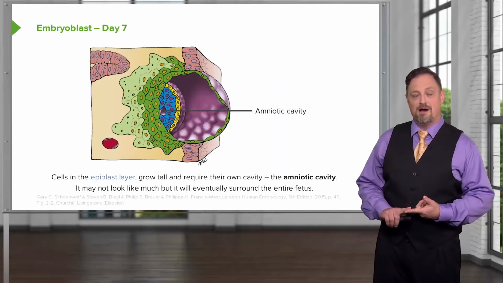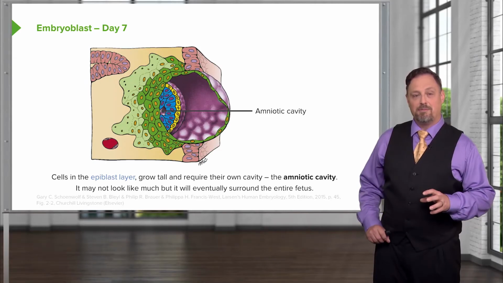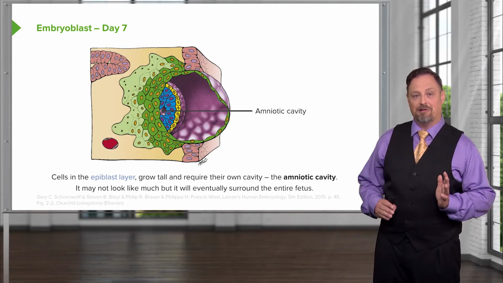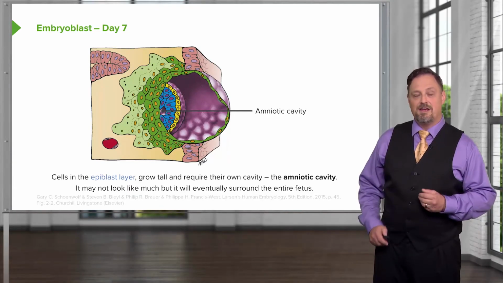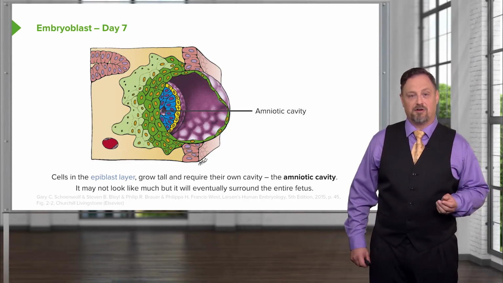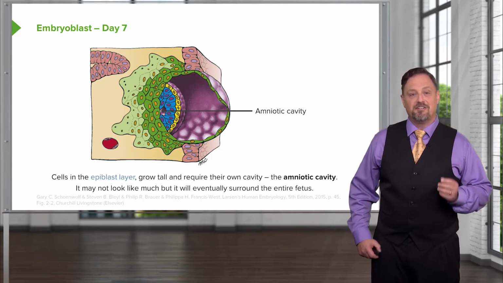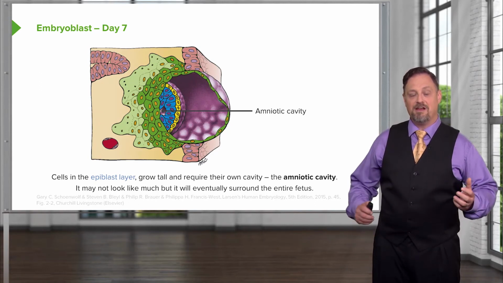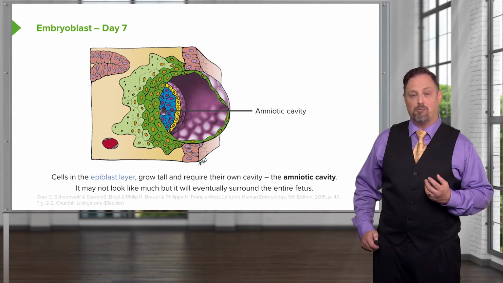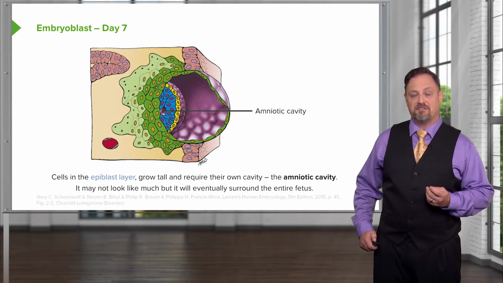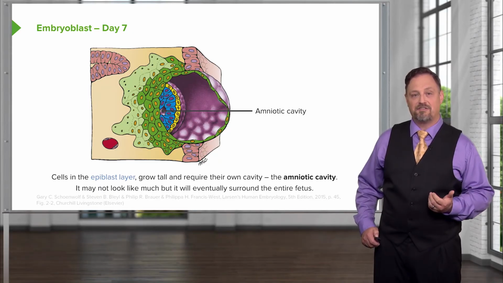Now, moving into the uterus, the developing blastocyst is going to have these epiblast cells and hypoblast cells do a few different things. In particular, a small cavity is going to form in the epiblast cells called the amniotic cavity. Now this tiny little pinpoint of a cavity may not look like much right now, but it will be the cavity that surrounds the entirety of the embryo and fetus, forming the water that supports and nurtures it throughout development. So the amniotic cavity will eventually surround the entire fetus.